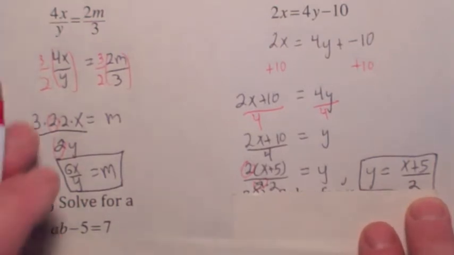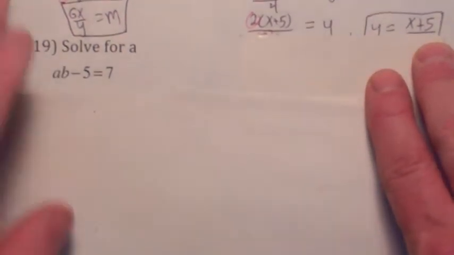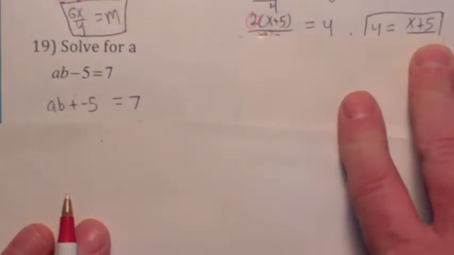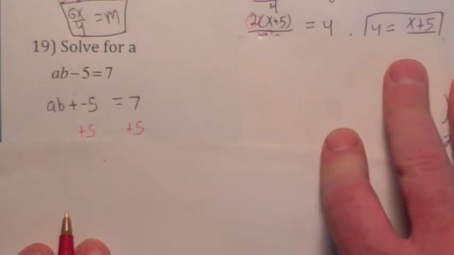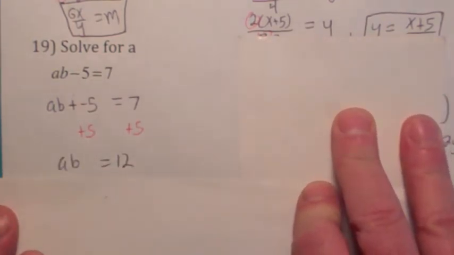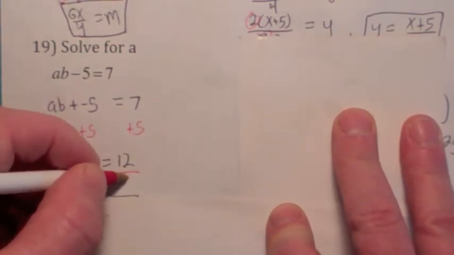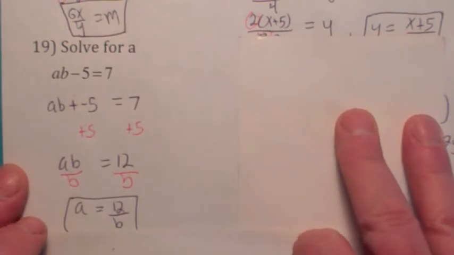Okay, let's do these last two. To solve for a, let's write in additive form. Then let's add 5 to both sides. So we're down to here. Now to solve for a, the coefficient of a is b. So let's just divide both sides by b. So there's your final answer. A equals 12 over b.